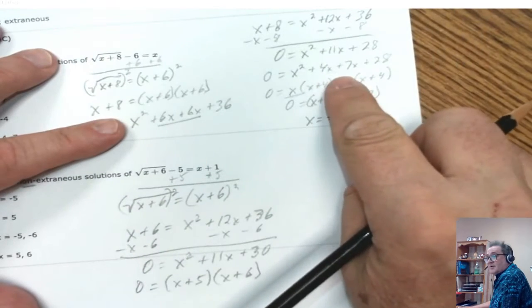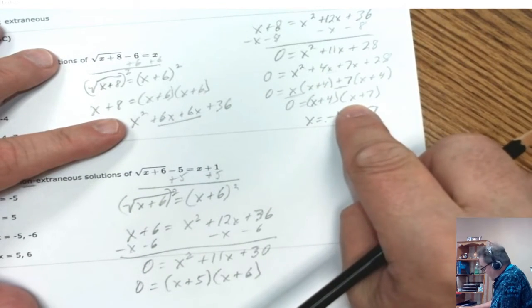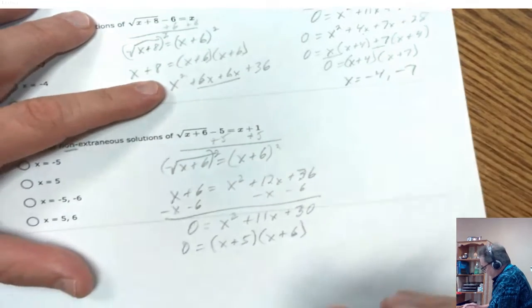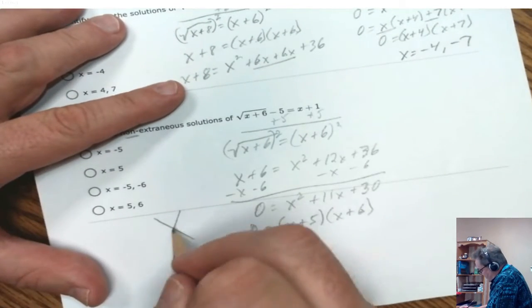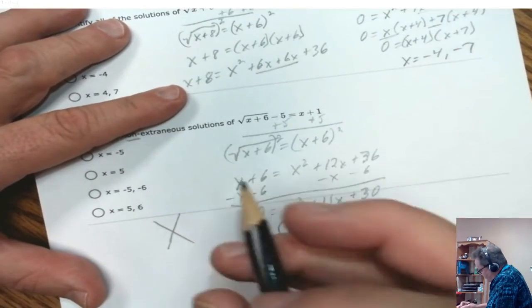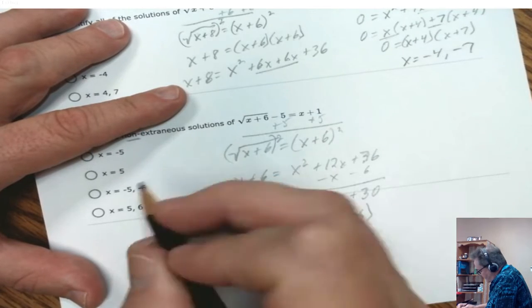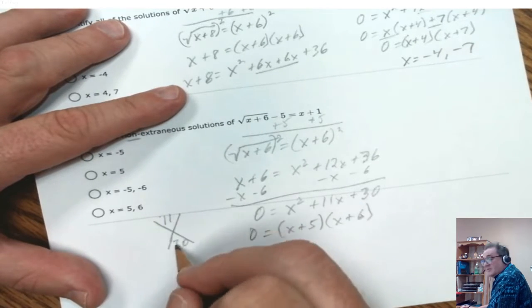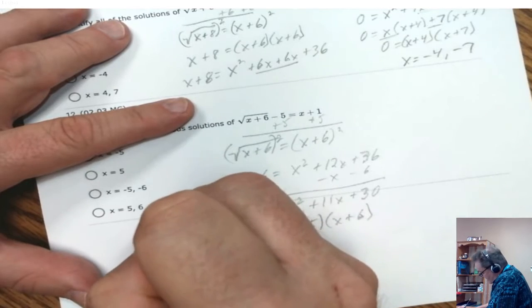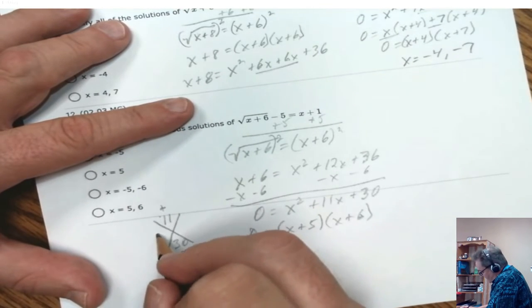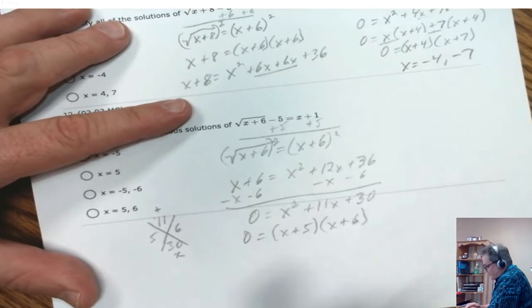Skipping this step if you know what the factors are. If you know the factors, you can go straight from this to this. Some people use this method. I have to add together to be 11 and multiply together to be 30. This adds, this is multiply. And I know 5 and 6 will do that.